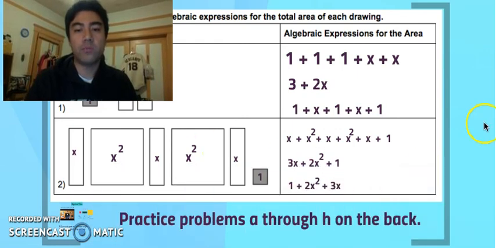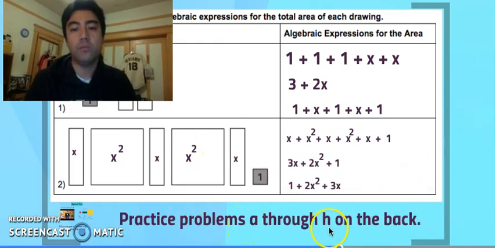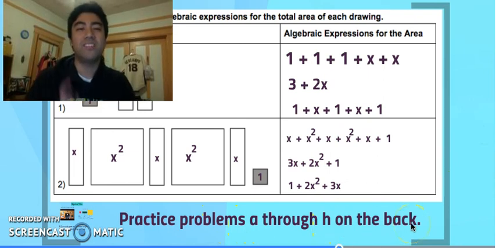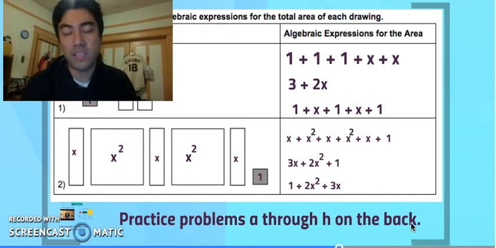And so you'll have a chance right now to practice problems A through H on the back. And I'll see you in the next video, because in the next video we'll be talking about perimeter for algebra tiles.